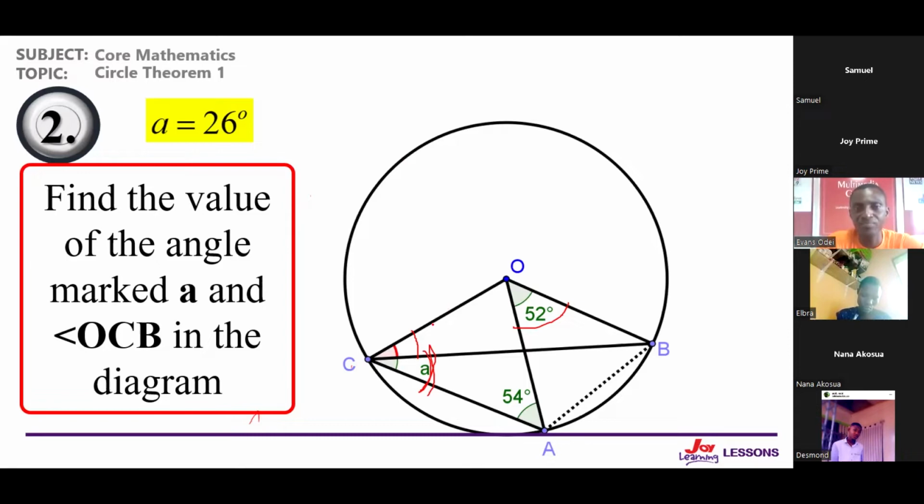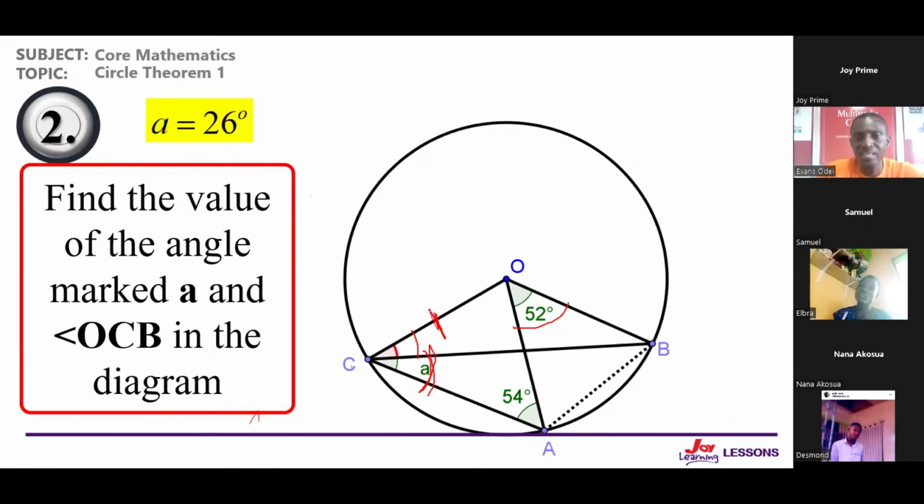Now let's look at it and see whether your answer is really right. Can you see the line OC and the line OA? Each of them is a radius. And so if each of them is a radius, then we have two radii, which makes the triangle OCA an isosceles triangle, right? Good. An isosceles triangle has two interior angles that are the same. So if these two lines are equal, then these two angles are also equal. It makes the whole of this angle here equal to 54.